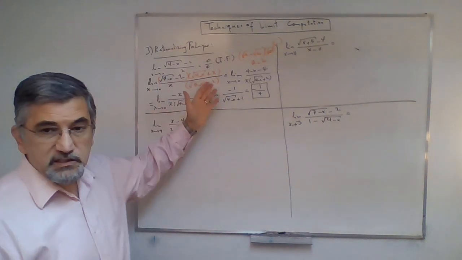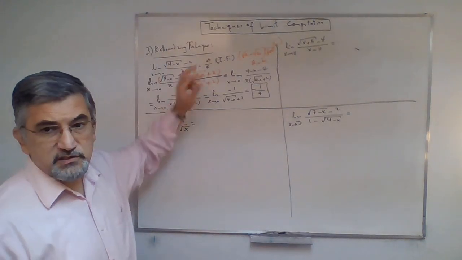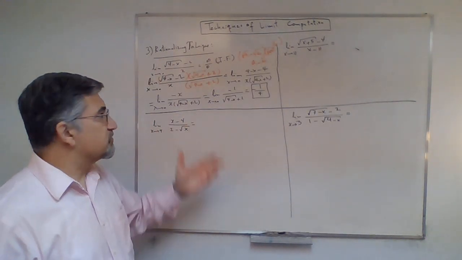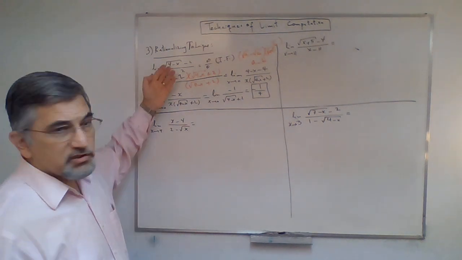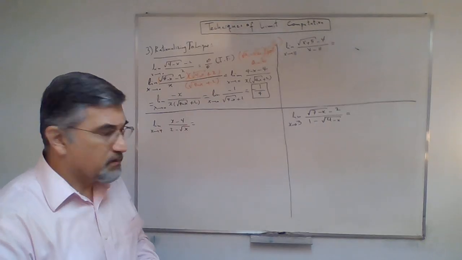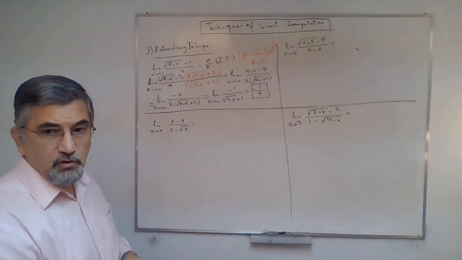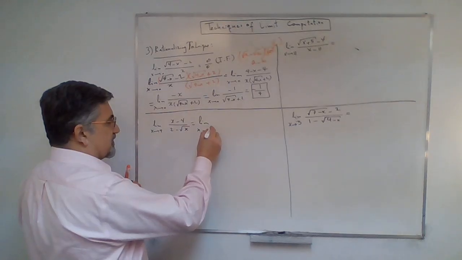So this technique of computing the limit is called the rationalizing technique, because that's what we're doing. We are rationalizing the expression in the numerator. Well, sometimes the expression is in the denominator, like in this next exercise, and we need to rationalize the denominator. So I'm going to continue doing all these questions, perhaps a little bit faster now.